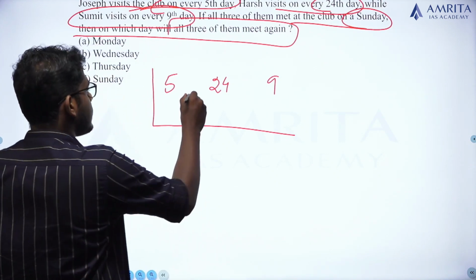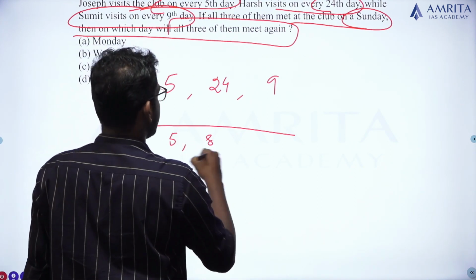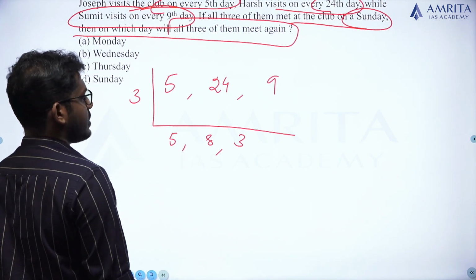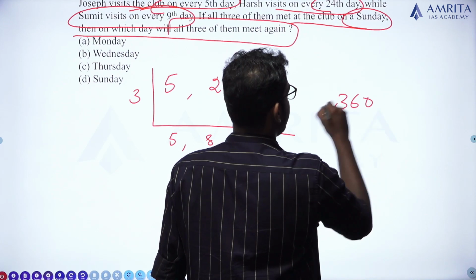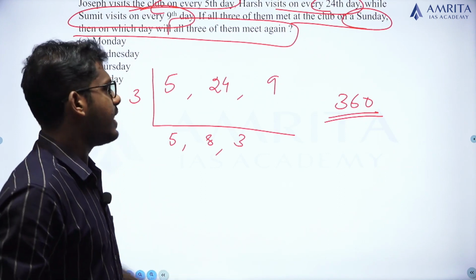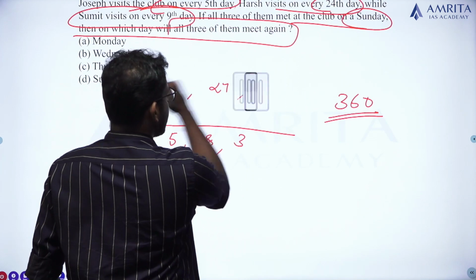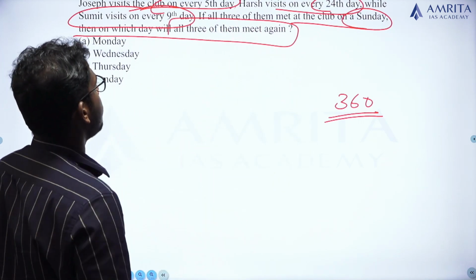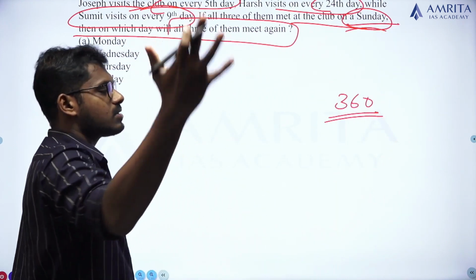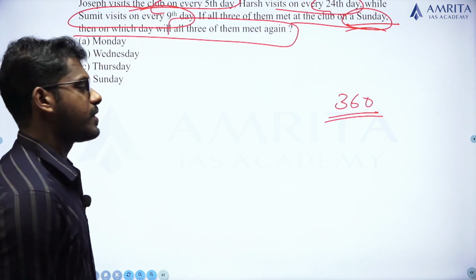Clear? Okay. So to find the LCM, let me take 3: 5, 8, 3 from 24, and 3, 3 from 9. 8 times 5 is 40, 40 times 9 is 360. So the least common multiple is 360. On the 360th day, all of them will come to the club. Clear? Okay. If all of them met this Sunday, then after 360 days they will come again to the club together.